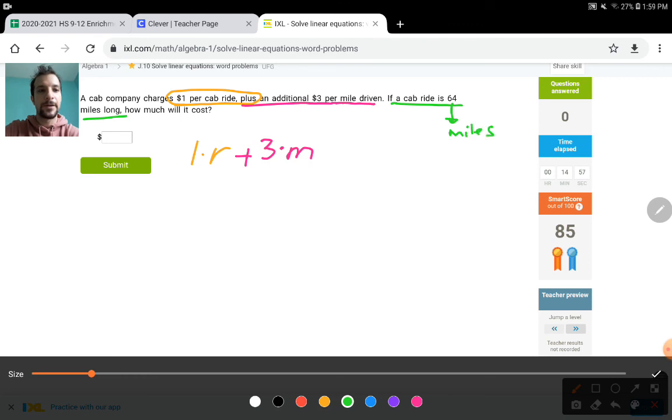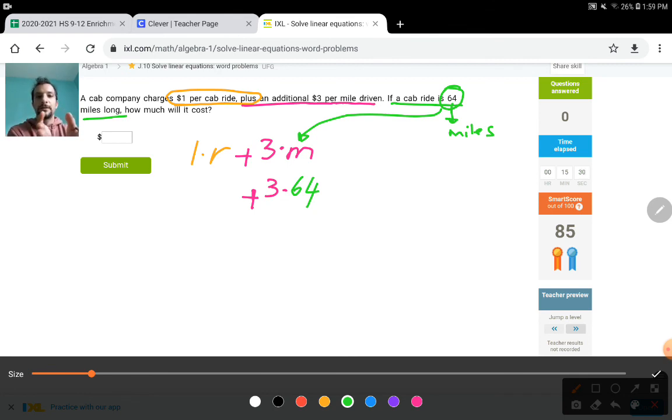So all I have to do then is take this number and plug it in here, because for every mile, that person is going to be charged $3. So I'll just bring down the right side again, plus 3 times. Now I know how many miles you're talking about. You're talking about 64 miles. This is all you have to do. Just read the question in parts and then extract the information that you can use, and then look for the variables in the equation that you can plug it in for.